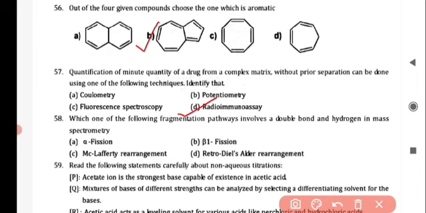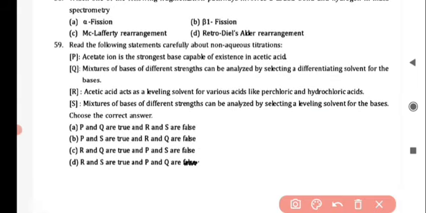Next question is, which one of the following fragmentation pathways involves a double bond and hydrogen in mass spectrometry? And the correct answer is option C, McLafferty rearrangement. Next question is, read the following statements carefully about non-aqueous titrations. P is acetate ion is the strongest base capable of existence in acetic acid. Q is mixtures of bases of different strengths can be analyzed by selecting a differentiating solvent for the bases.